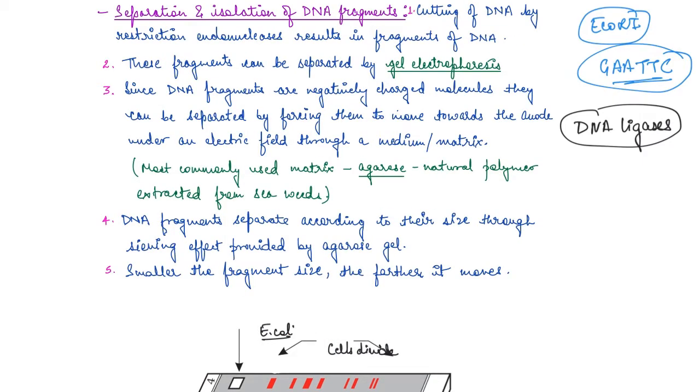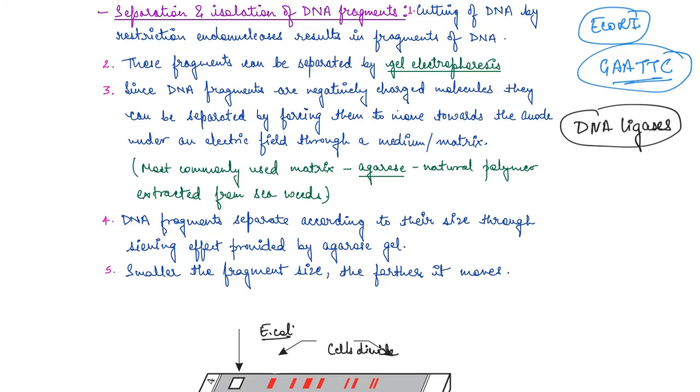Agarose gel is extracted from seaweeds. It is a natural polymer extracted from the seaweed, right? So we put the fragments in agarose gel, then use an electric field, and they start moving towards the anode. How they separate is according to their size, right? Through the sieving effect, they separate according to their size. The larger the size, the closer they stay, and the smaller the size, the farther they move.